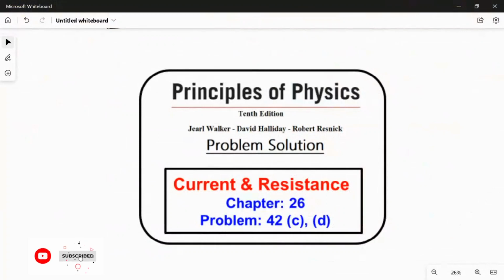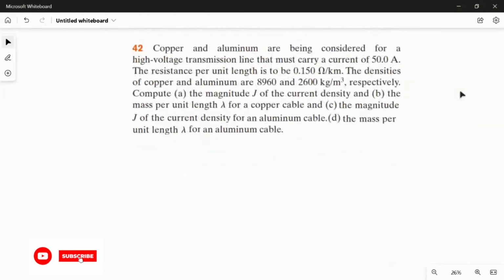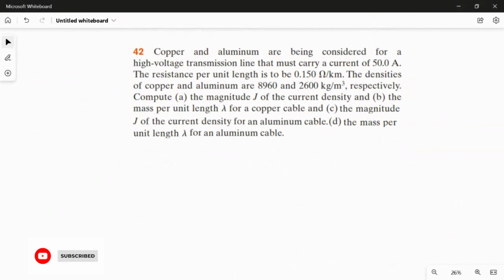Problem number 42, part C and part D from chapter 26. Copper and aluminum are being considered for a high voltage transmission line that must carry a current of 50 ampere. The resistance per unit length is to be 0.150 ohm per kilometer. The densities of the copper and aluminum are 8,960 and 2,600 kilogram per cubic meter respectively.